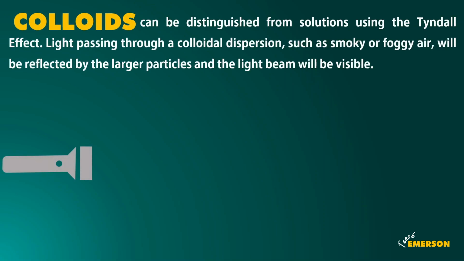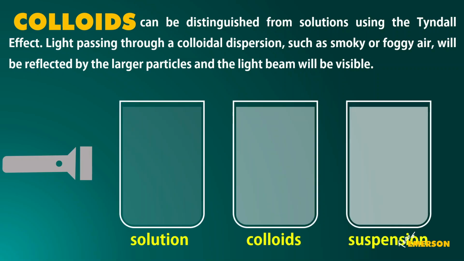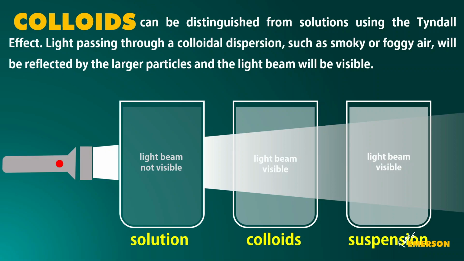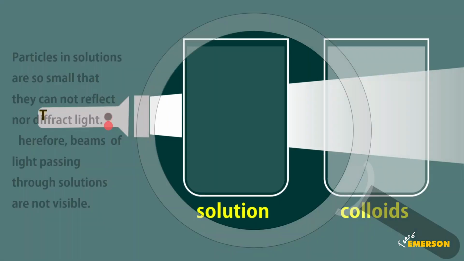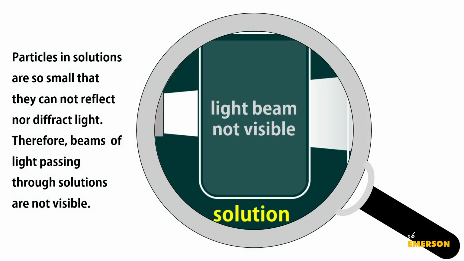Colloids can be distinguished from solutions using the Tyndall effect. Light passing through a colloidal dispersion, such as smoky or foggy air, will be reflected by the larger particles, and the light beam will be visible. Particles in solutions are so small that they cannot reflect nor diffract light. Therefore, beams of light passing through solutions are not visible.